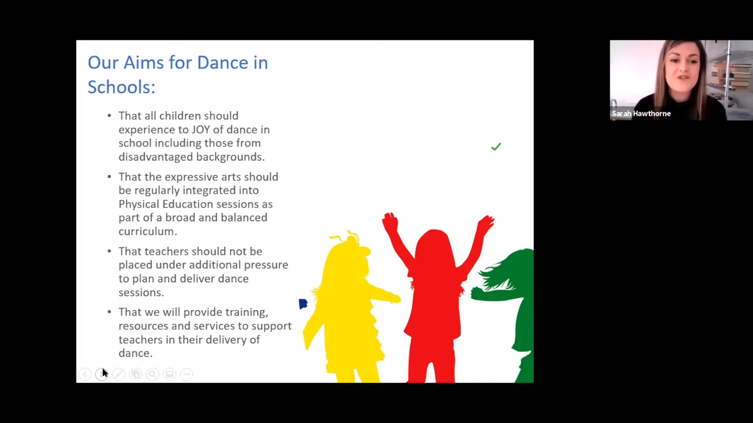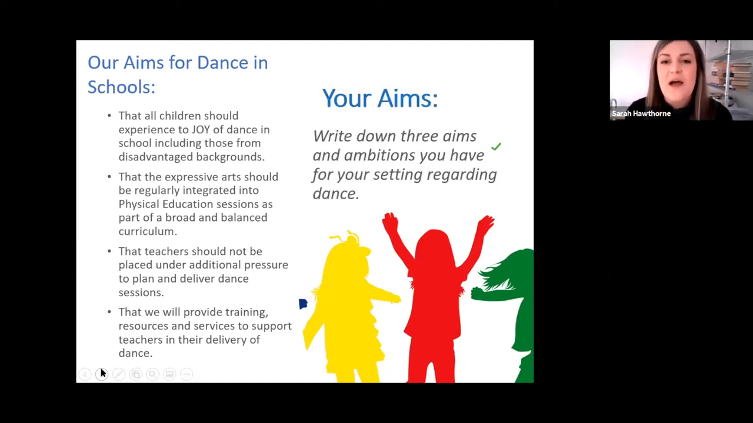And we're aiming to try and make it that little bit easier for teachers to deliver. So it's your time to write something down now. I would like you to think about three aims and ambitions that you have for your setting regarding dance. So if you just pop that on your pad in front of you, it doesn't need to be three, it can be more than that. But just really focus on your setting and what it is that you hope to achieve.